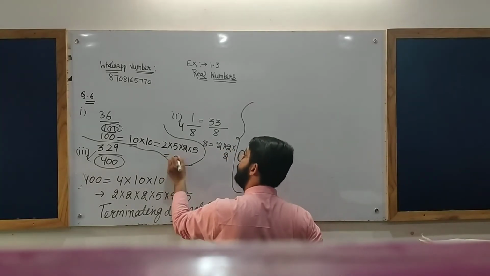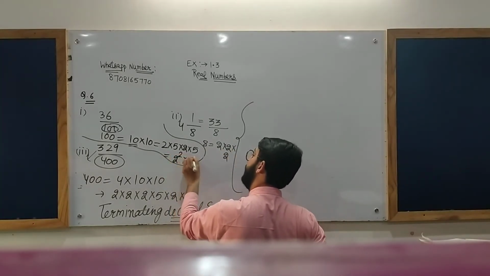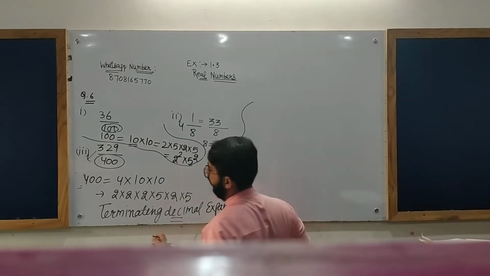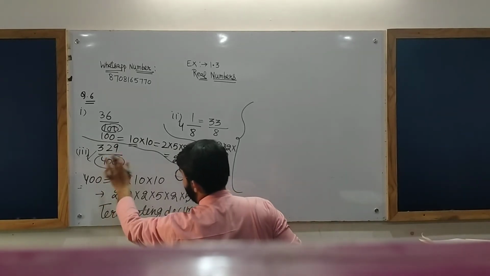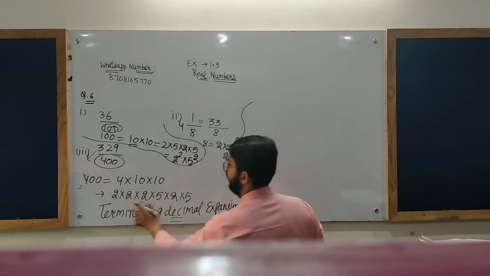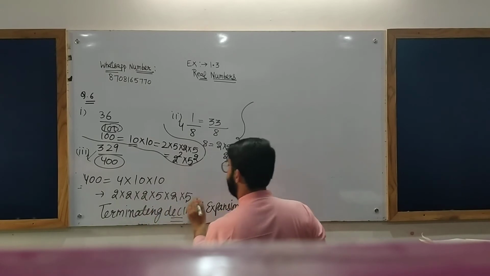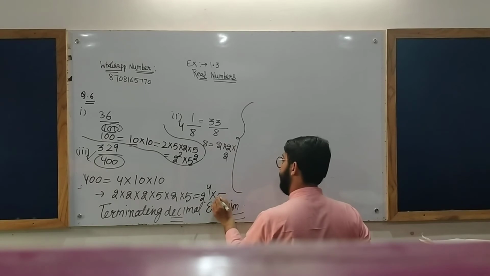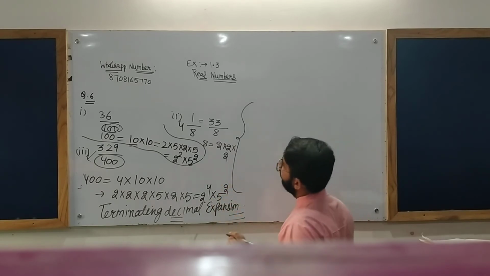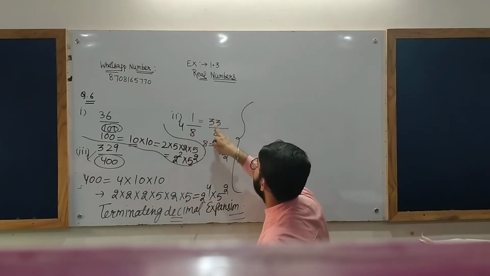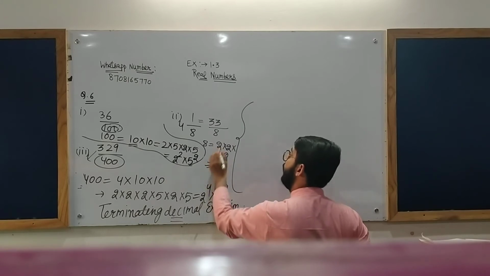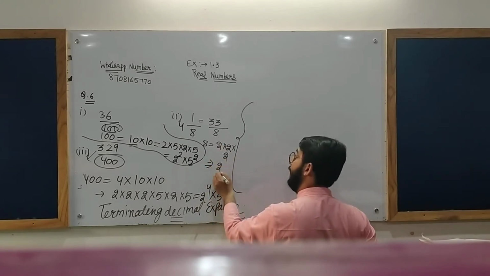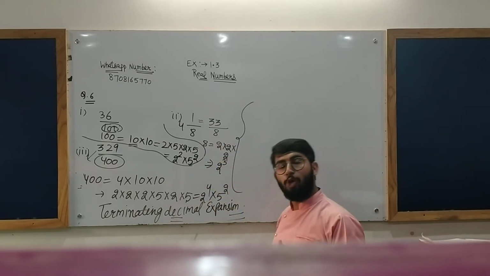2 appears how many times? 2 times. And 5 how many times? Also 2 times. In the denominator of 329 by 400, the denominator contains 2 how many times? 4 times. And 5 how many times? 2 times. And in the denominator of 33 by 8, the denominator contains only 2, how many times? 3 times. So what do we observe?